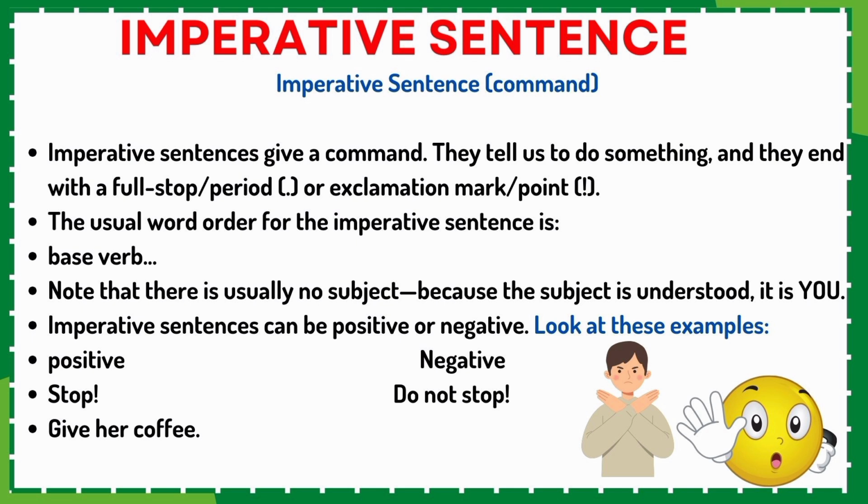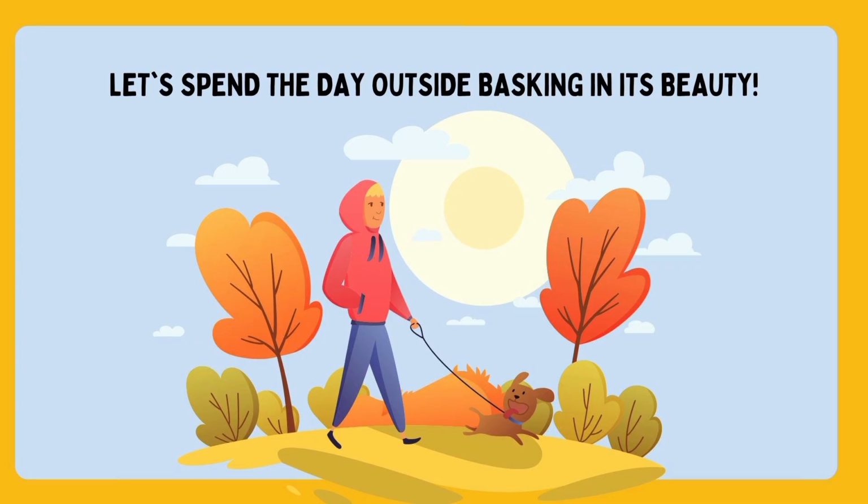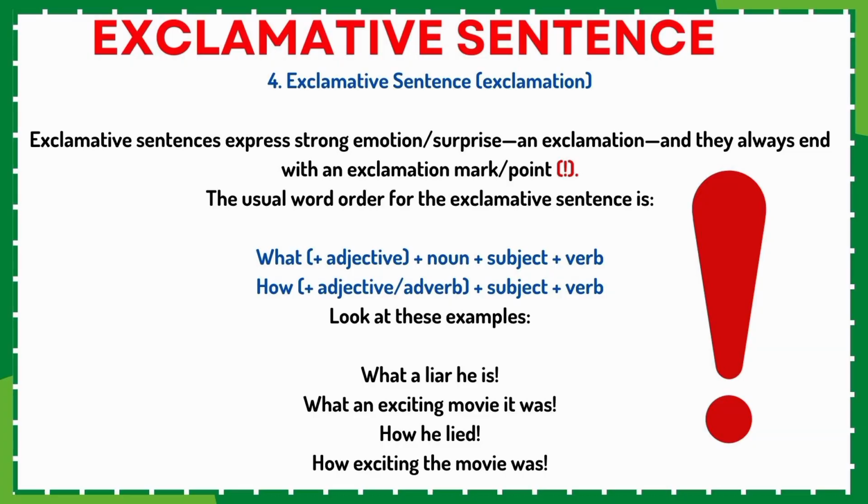Imperative sentences can be positive or negative. Look at the examples. Positive. Stop. Give her coffee. Negative. Don't stop. Let's spend the day outside basking in its beauty.